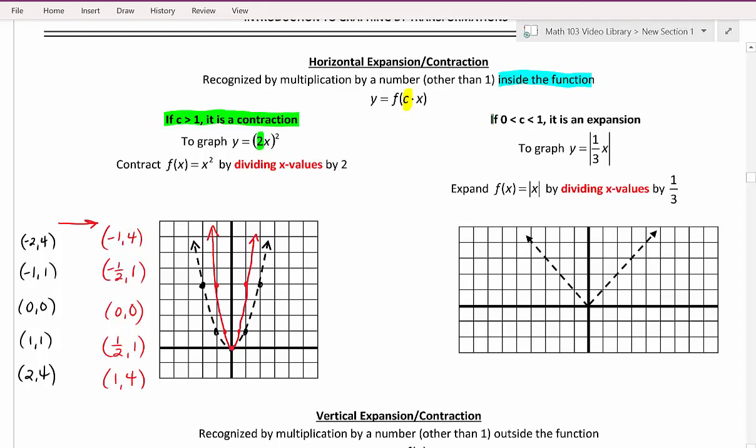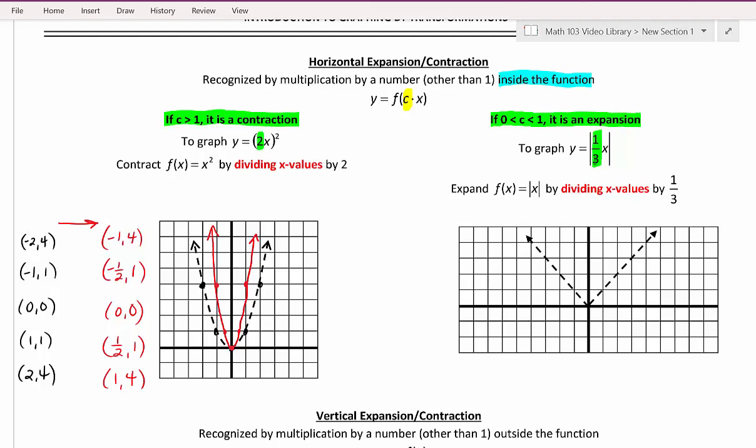Now, if the c value, which is the number that's multiplying inside the function right in front of the x, is a number between 0 and 1, it's actually an expansion. So if we have like a positive 1/3 in there. To graph y equals the absolute value of 1/3 x, we're going to start with the parent function, f of x equals the absolute value of x. And we're going to do the same thing that we did with the contraction.